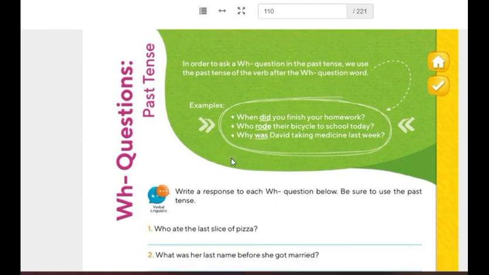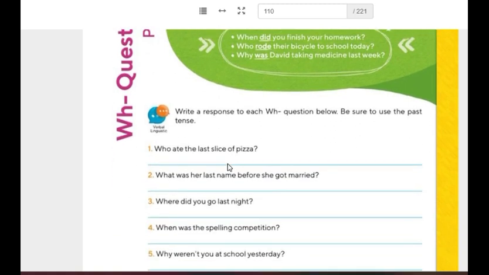Very good. So guys, look at the exercise in this page we have. Write a response to each W question below. Be sure to use the past tense. Please keep in mind this one is a past tense. So here we have, who ate the last slice of pizza? What could be the answer in this one, guys? For you, what could be the answer?